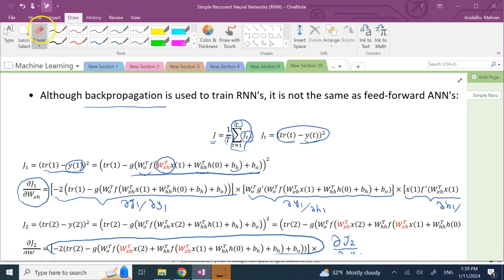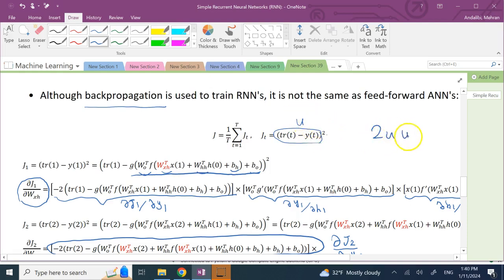Now I want to take the derivative of this J1 with respect to what? With respect to this WXH. Well, how would you do that? If I give you that in a calculus class and say, this J1 is a function of that parameter, take the partial derivative, what would you do? You start and say, this is a square term, this is u squared. So the derivative of u squared is 2u times u prime, yes? So 2u, and u prime is the derivative of the interior of that with respect to w.